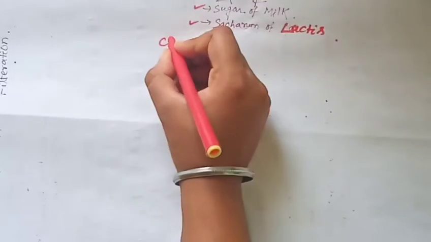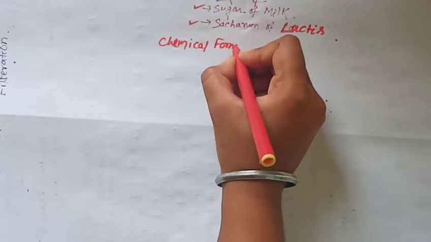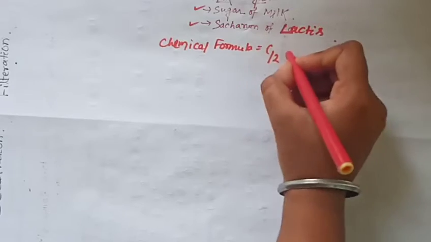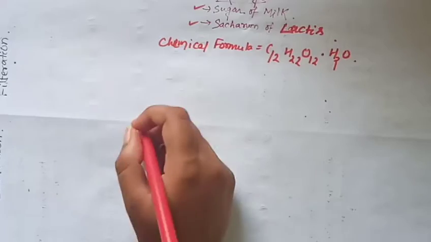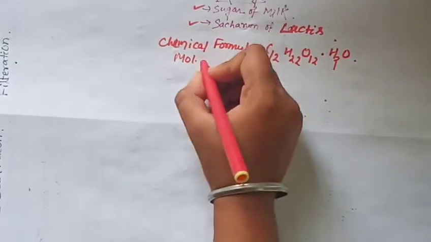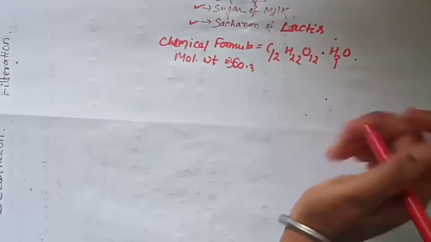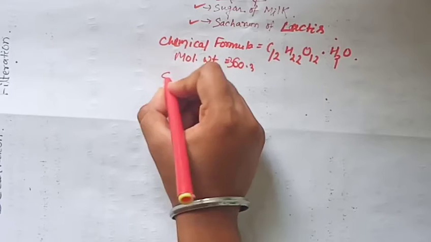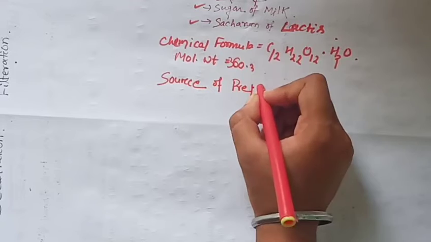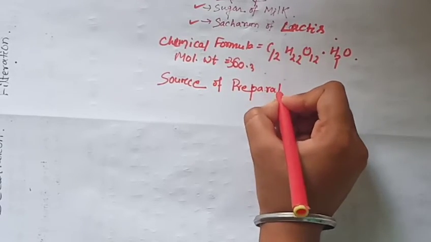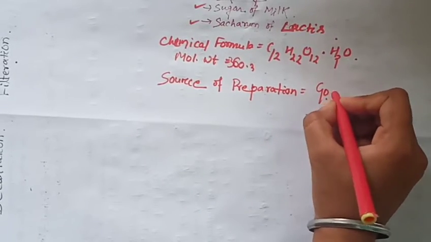So what is its chemical formula? The chemical formula is C12H22O11 dot water. The molecular weight is about 360.3. Then the source of preparation, meaning from where we can prepare sugar of milk. Its source is goat's milk.